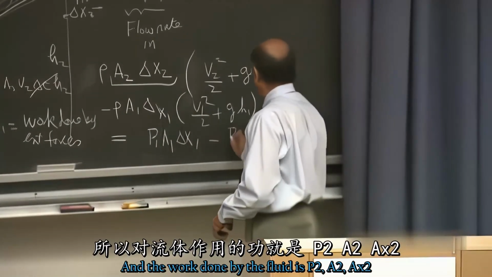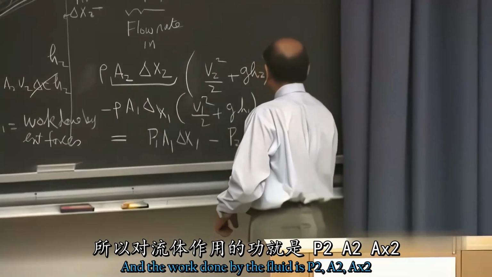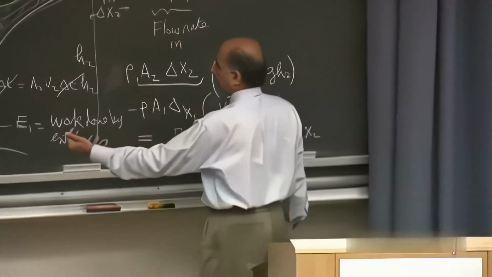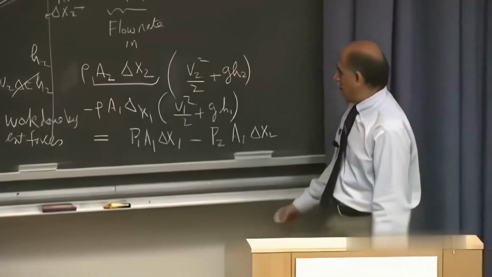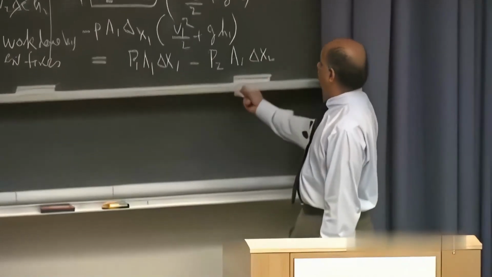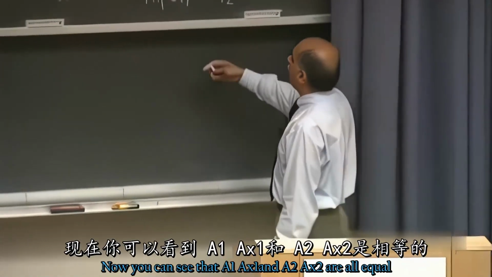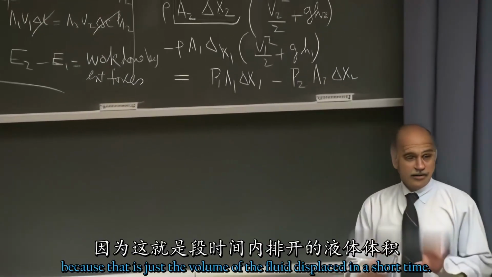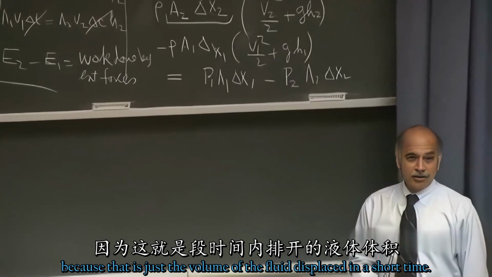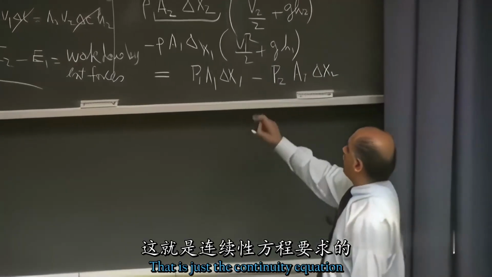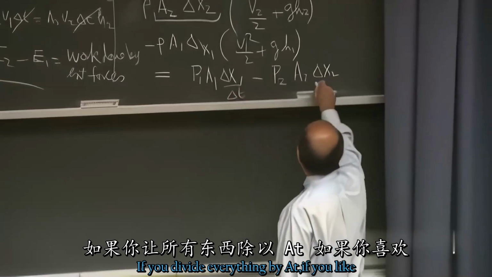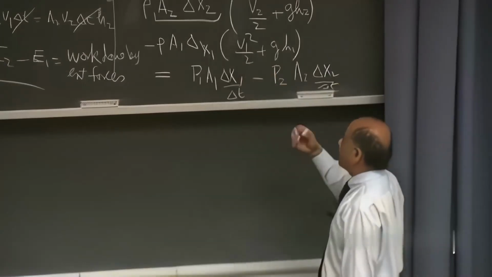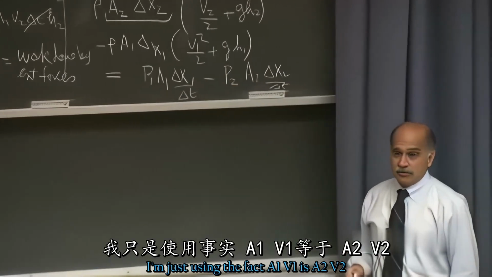And the work done by the fluid is P2 A2 delta x2, because if it moves to the right, it is doing work. On the left, it has work done on it. There you go. Now you can see that A1 delta x1 and A2 delta x2 are all equal, because that is just the volume of the fluid displaced in the short time. That is just the continuity equation. If you divide everything by delta t, then delta x2 over delta t is v2. I'm just using the fact A1 v1 is A2 v2.